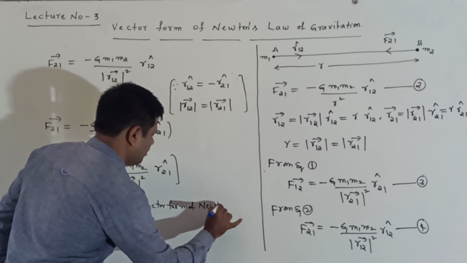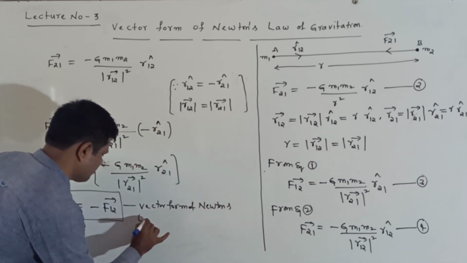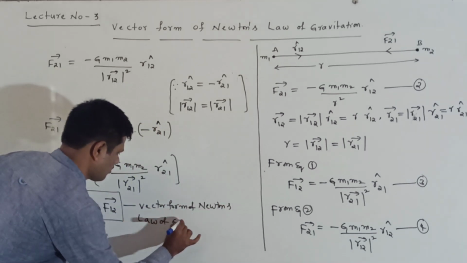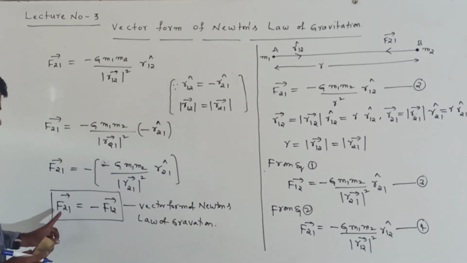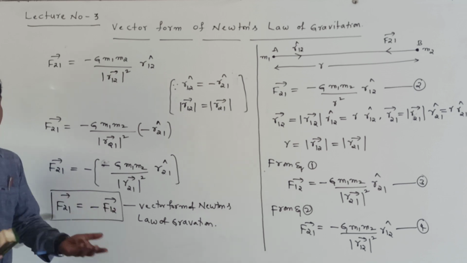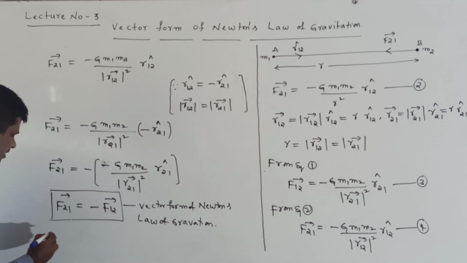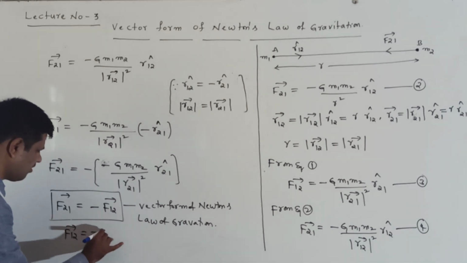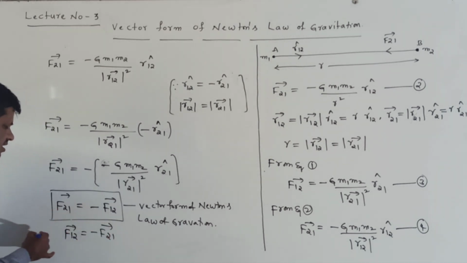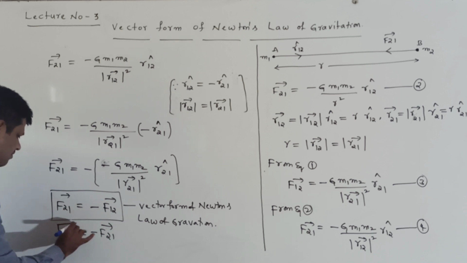of Newton's law of gravitation. Right. Here observe, this can be written as F21 bar is equal to minus F12 bar, or you can write it like this also, taking the minus here: F12 bar is equal to minus of F21 bar. You can write it like this also.